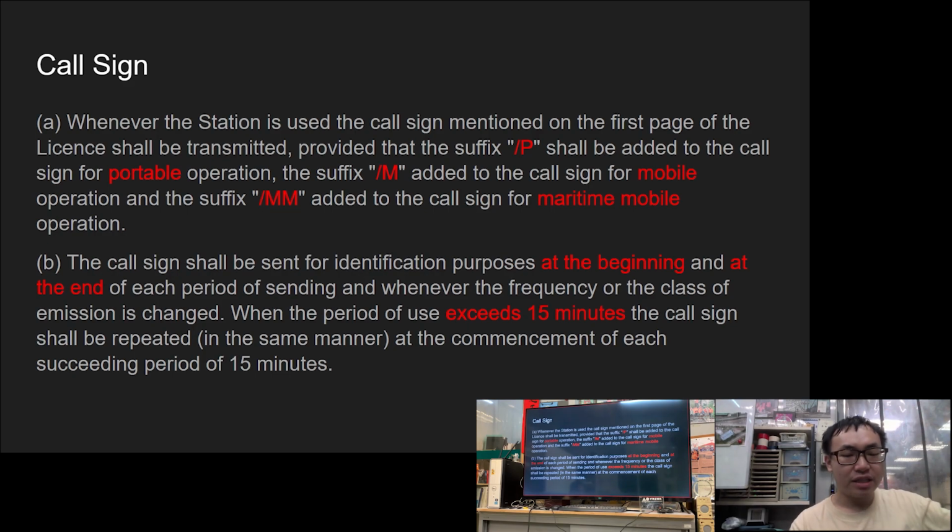Okay, and you should also name your call sign at the beginning and at the end of your call. If your communication exceeds 15 minutes, you should also name your call sign every 15 minutes. Okay, every 15 minutes.